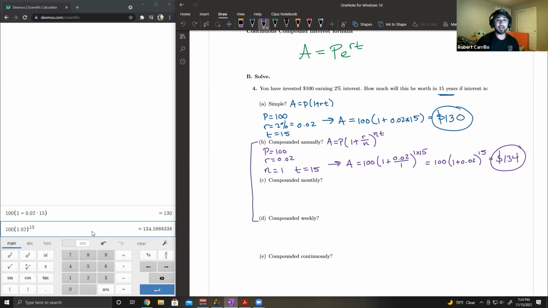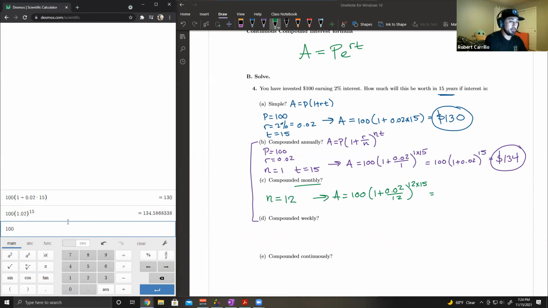Okay, so now we want to do compound monthly. So we know everything. P's the same, R's the same, T's the same. But now we compound monthly. So the only thing we need to change is that N is now equal to 12. And we're still using this information. So it's going to be A equals 100 times 1 plus 0.02 over 12 raised to the 12 times 15. Okay, now we can type it in just like I wrote it.